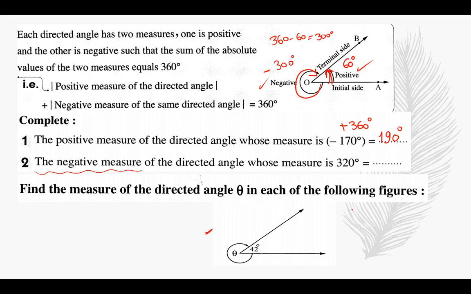And to find this measure, we will subtract 360 minus 42. 10 minus 2, this equals 8. 35 minus 4 equals 31. So the measure of this angle is 318, but because the rotation is clockwise, the measure of this angle will be negative 318 degrees. Okay, let's go to another slide.